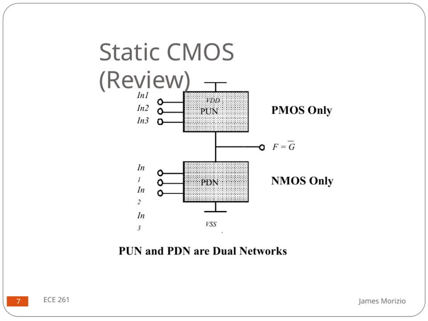Inputs, such as in 1, in 2, and in 3, control these networks to produce the desired output function, indicated here as F equals G. Understanding the balance and interaction between the PUN and PDN is key to mastering CMOS circuit design.